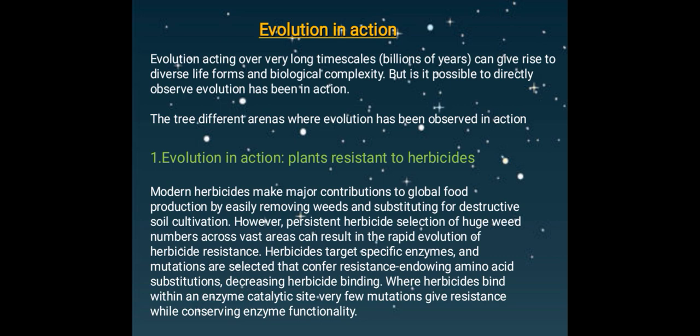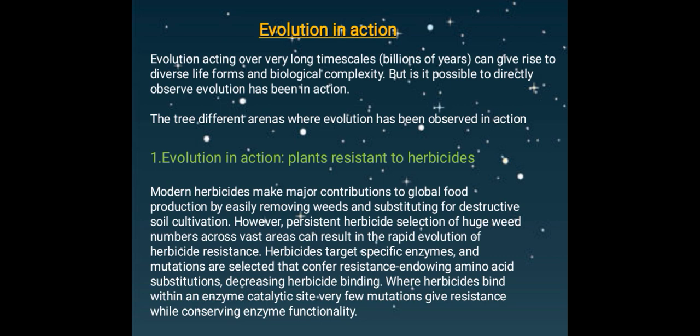Evolution in action. Evolution acting over very long time scales, billions of years, can give rise to diverse life forms and biological complexity, but it is also possible to directly observe evolution in action. Three different areas where evolution has been observed in action. Evolution in action: plants resistant to herbicides.